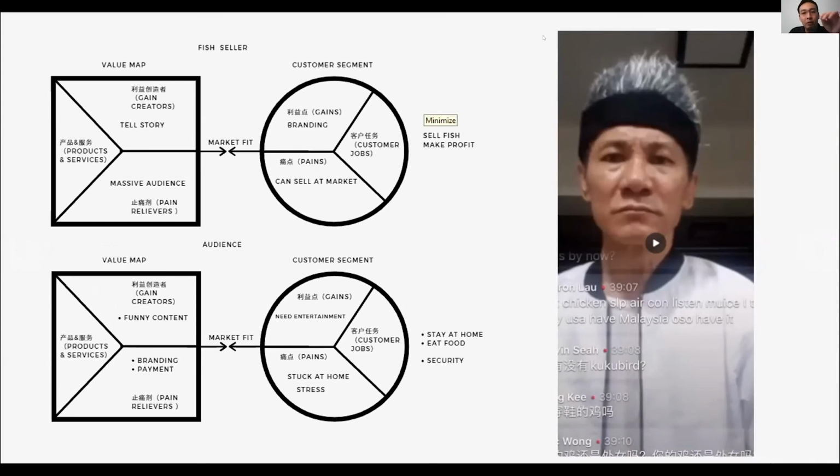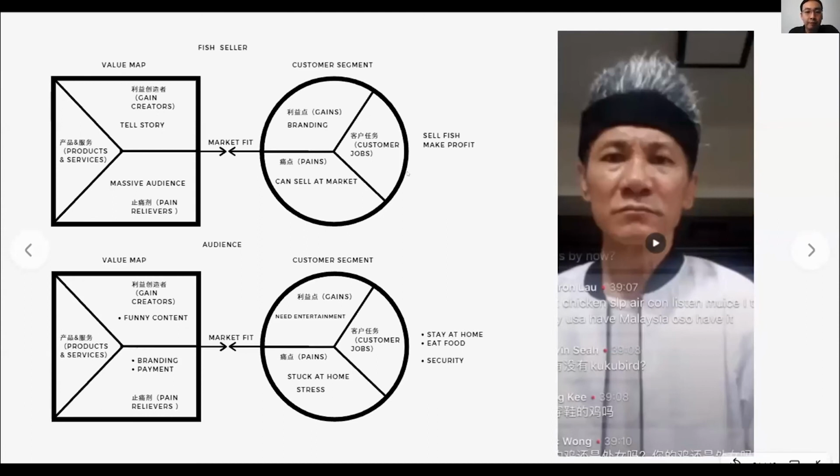I want to let you know how I analyze this Wang Lei on their customer segments and what is inside. A very quick one. First one is the fish seller. They have two customer segments. One is their audience. One is the fish seller. The fish seller doesn't have branding. That's one of the problems.